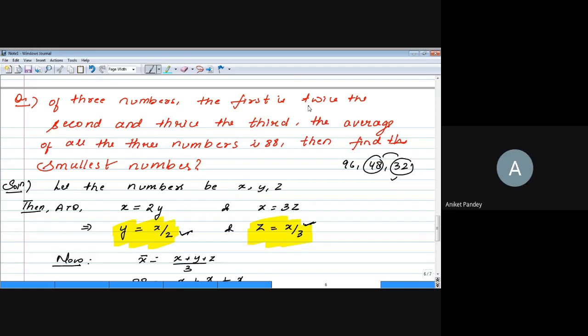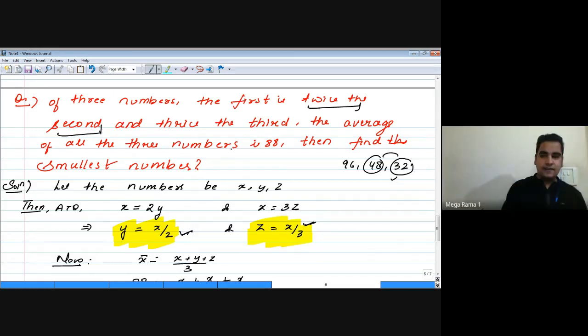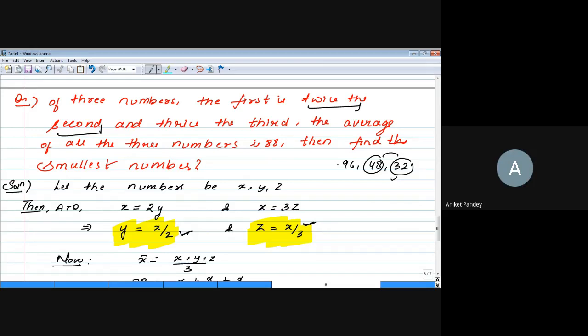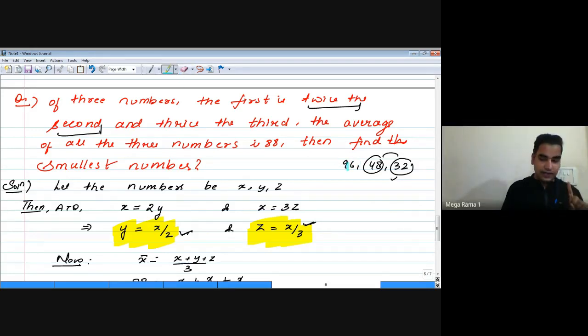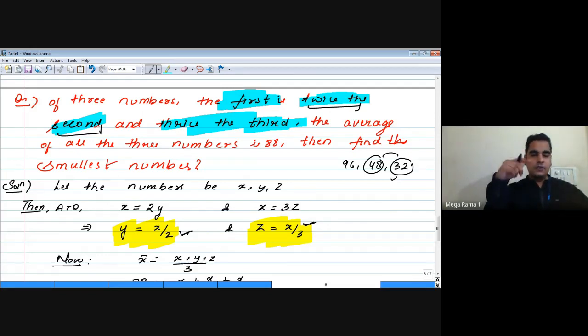Listen, listen, listen. The condition is you have one number, and that one number is twice of the second number and thrice of the third number. Tell me that first number which I am talking about here. Which is that number which is twice of the second number and thrice of the third number in these three numbers that you have given. 96. Is it possible for 96 to be twice of any of these two numbers?